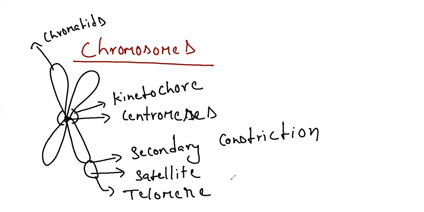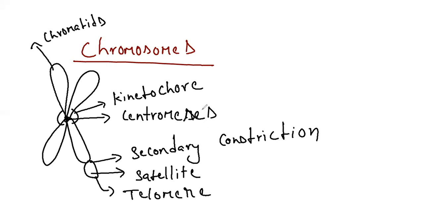At the time of cell division, the actual chromatin material becomes coiled or condensed, which we call a chromosome. Chrome means color, some means body, so colored body. Chromatin material is like a thread; chromosomes are like bodies. So chromosomes are not visible during interphase. You cannot see the chromosomes in interphase, but they start to condense in prophase, and you can see them very well during metaphase.